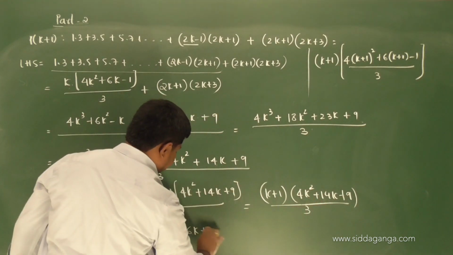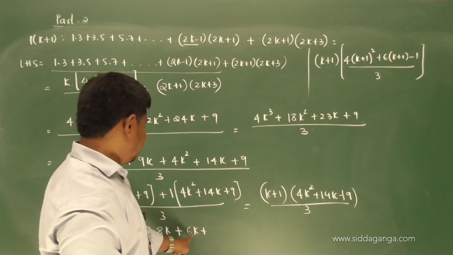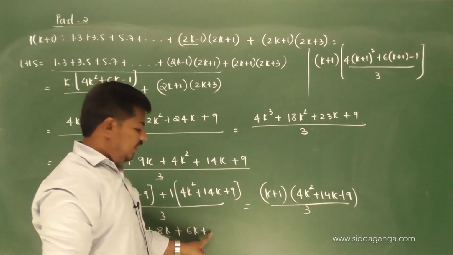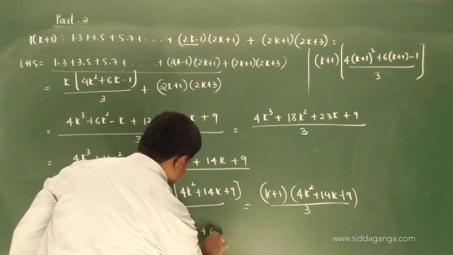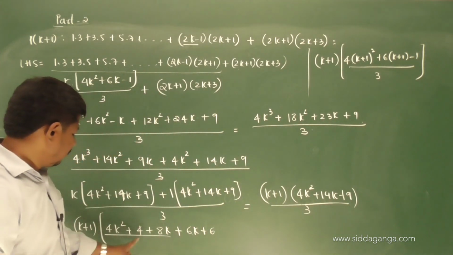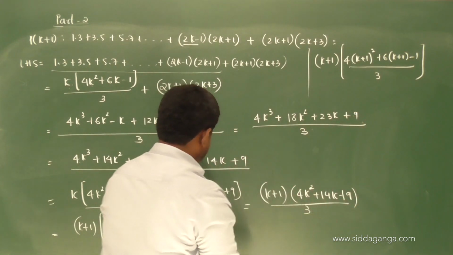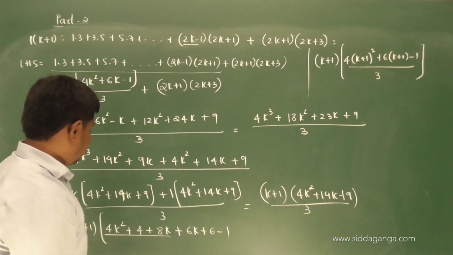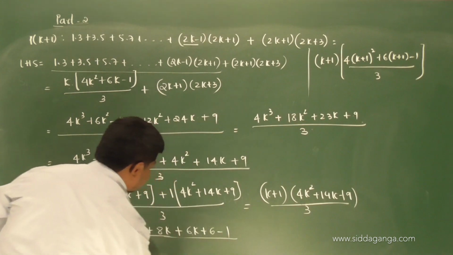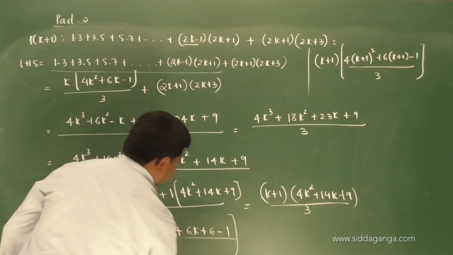So now, if you take 6 outside, let me write here 6. What happens? 4 plus 6, 10, no? But here we have 9. So let me write minus 1. Hope you got it, students. Now you get the answer.